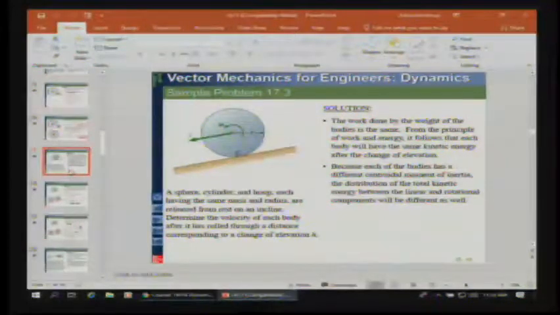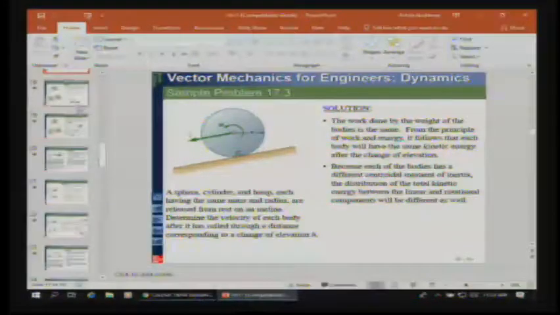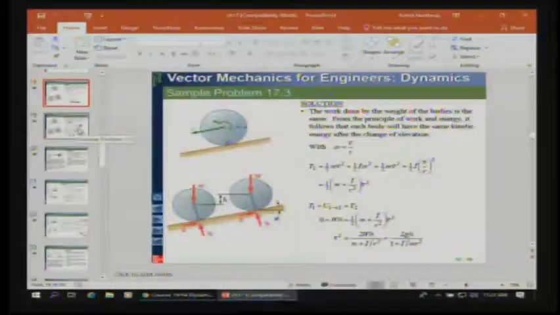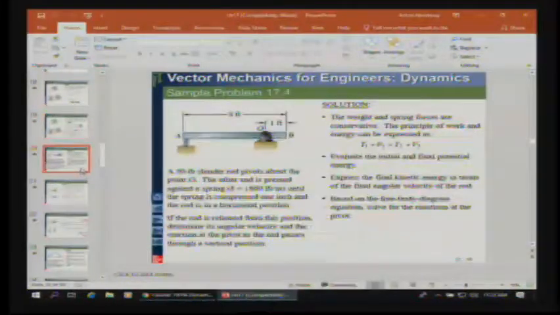All right. Problem 3, we have a sphere, cylinder and hoop, each of which have the same mass and radius, and were released. We want to determine the velocity of each body. I'm not really crazy about this problem, but it's the same ideas. Sorry, I'll find there's a more interesting one. 7.5 or 7.4 are a little bit more interesting, but yeah, they're all the same. So what we're going to really be comparing is what the rotational properties of those 3 shapes are.